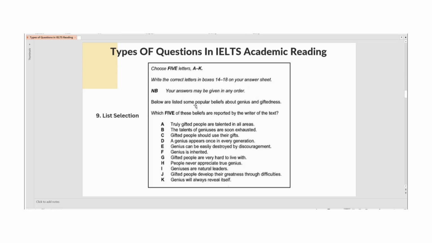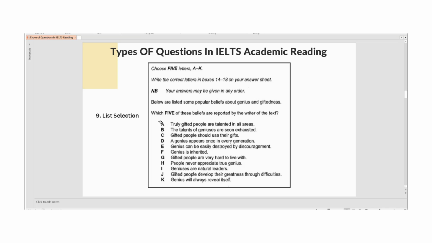Below are listed some popular beliefs about genius and giftedness. Which five of these beliefs are quoted by the writer of the text? As I explained previously, all the options in a list selection question will be related to each other, or they may be related to the question being asked. What is the question? The question is that below are listed some popular beliefs about genius and giftedness. So all these options from A to K are related to beliefs about genius and giftedness, but you have to find five options which the writer has mentioned in the passage. You got my point?